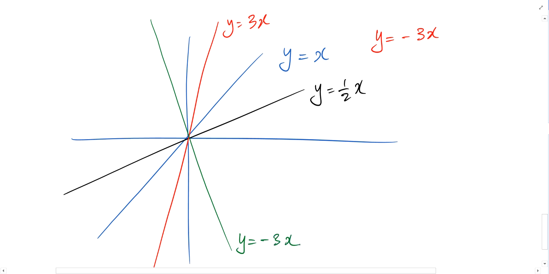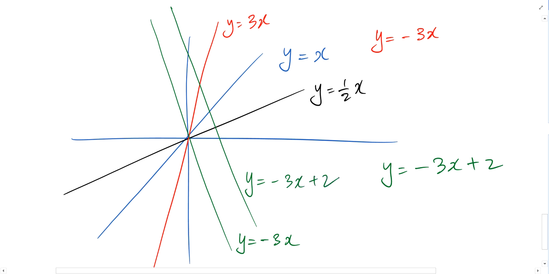If I want to draw the graph of y equals to negative 3x plus 2, what will you draw? Move which graph up? Y equals to negative 3x, you move it up by how many units? 2 units, yes. So this is the graph of y equals to negative 3x plus 2. Same method can be used for our quadratic graphs, cubic graphs, any graph.